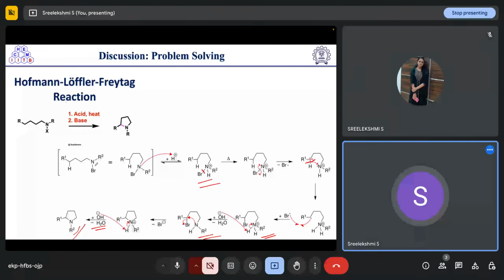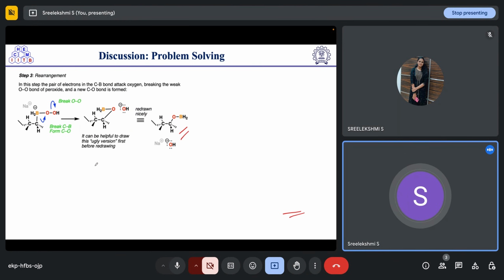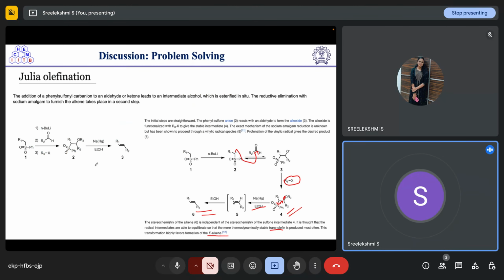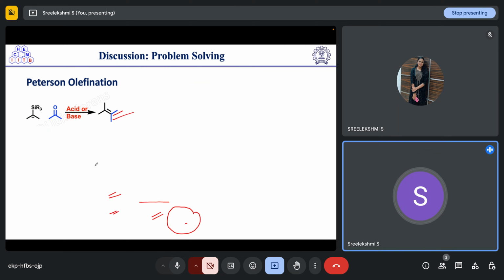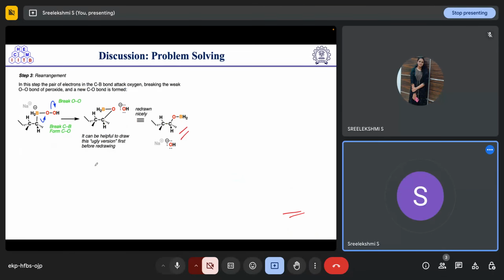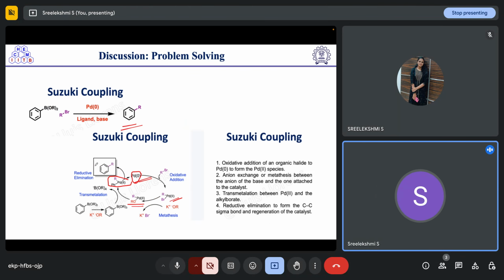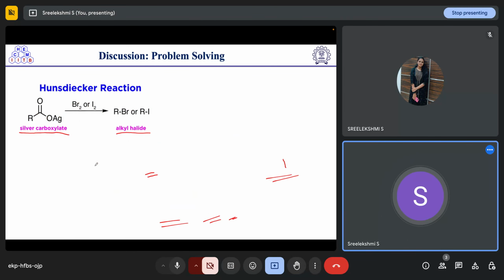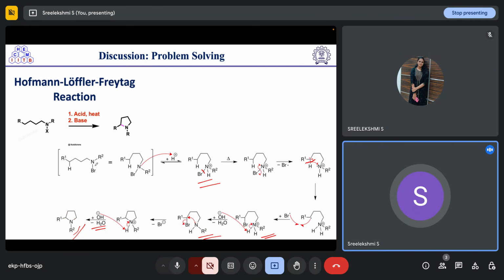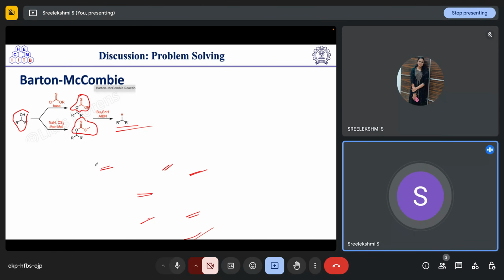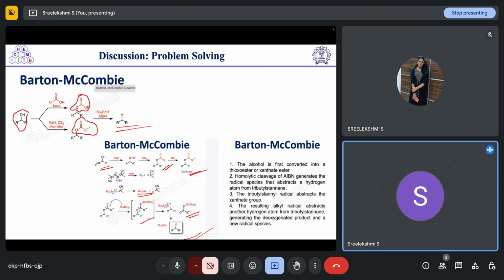Okay, so far today we have seen the reactions based on some metals, where we have seen Julia olefination, Corey-Chaykovsky epoxidation and cyclopropanation, then Peterson olefination and hydroboration oxidation, Suzuki coupling, Stille coupling, Hans Decker reaction, acyloin condensation, Hofmann-Loeffler-Freytag reaction, Barton reaction, Barton-McCombie deoxygenation. So maybe we can conclude the session today with this.